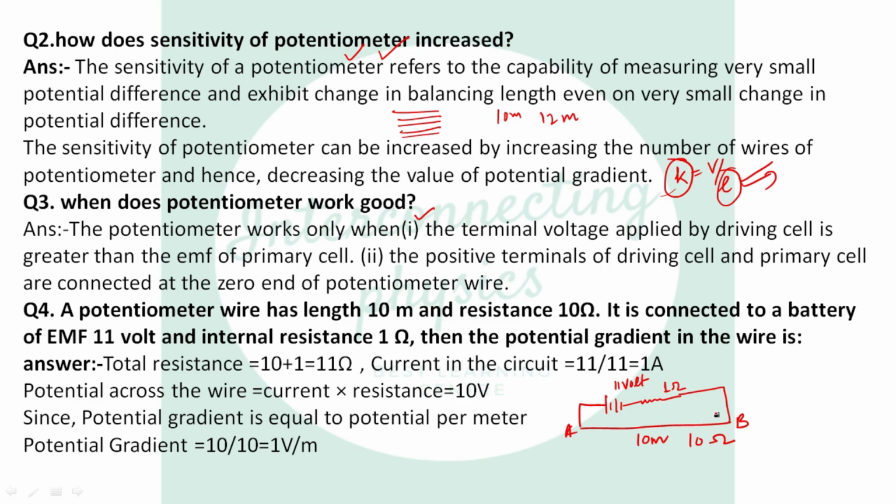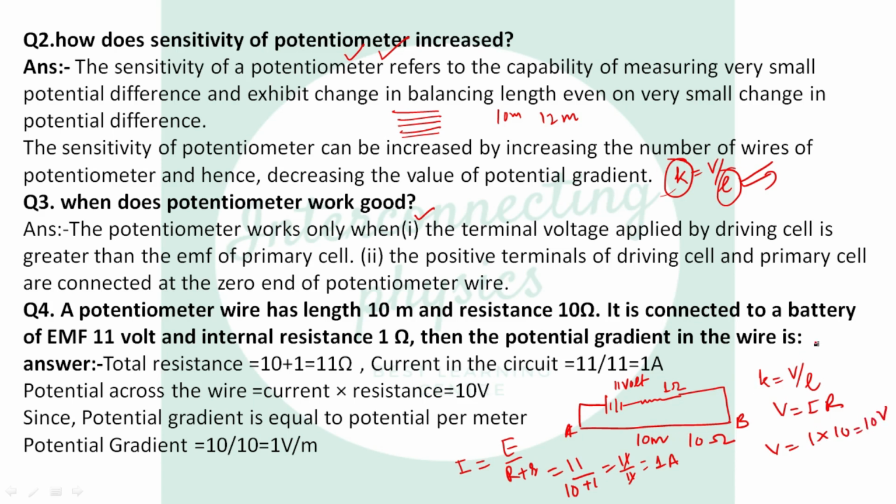Then we have to calculate the potential gradient in the wire, K equal to V over L. So what is V? V equal to I into R. And what is I in this circuit? I is equal to E over R plus r. What is E here? 11 volt. What is R? 10. What is small r? It is 1, because both are in series. So 11 divided by 11, it is 1 ampere. So V will be equal to 1 into 10, which is equal to 10 volt.